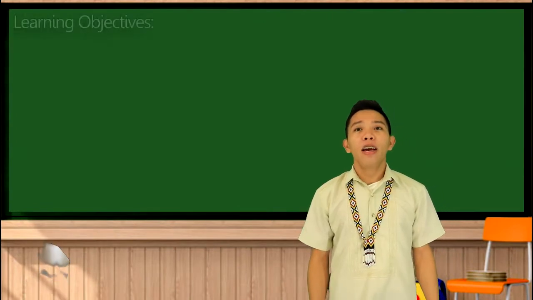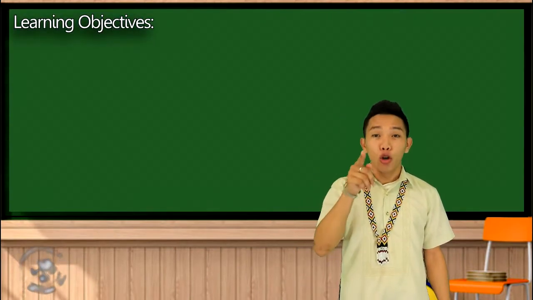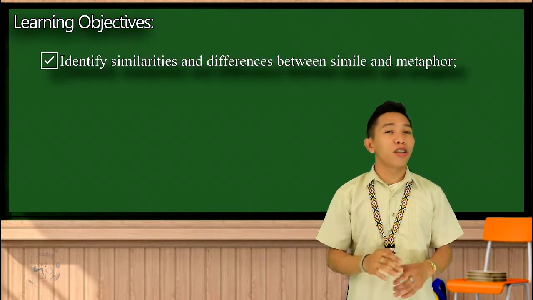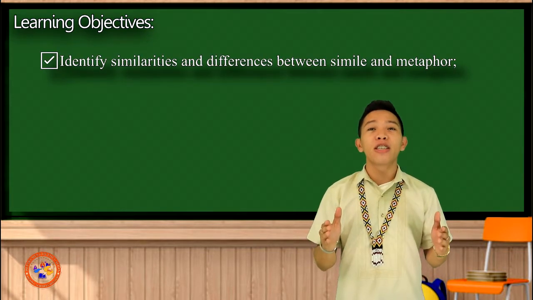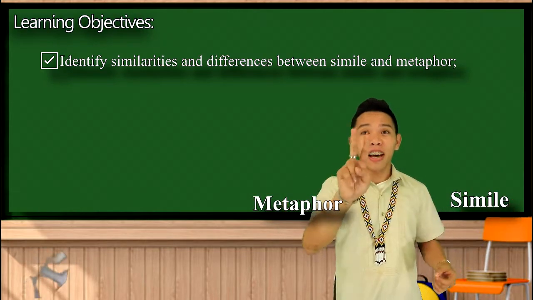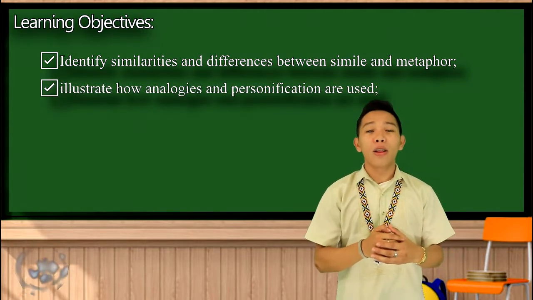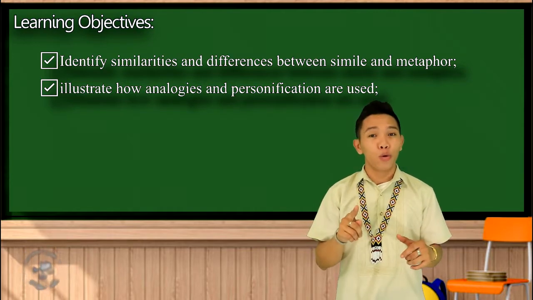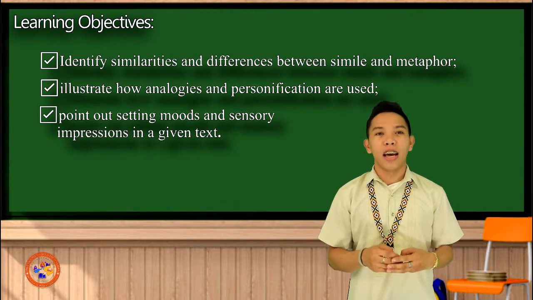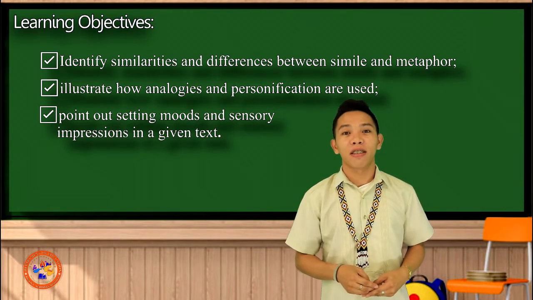In this lesson, there are 3 learning objectives you need to undertake. First, you are expected to identify similarities and differences between simile and metaphor. Second, illustrate how analogies and personification are used. And third, point out setting moods and sensory impression in a given text.